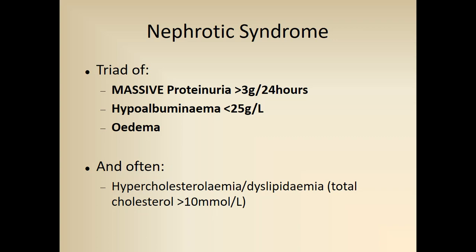So proteinuria more than 3 gram in 24 hours, hypoalbuminemia and edema, and often hypercholesterolemia and dyslipidemia, total cholesterol more than 10 millimole per liter. Why does this occur? Because of increased hepatic synthesis of LDL, VLDL and lipoprotein, and defective peripheral lipoprotein lipase activity, resulting in increased VLDL, and urinary loss of HDL. Lipiduria is indicated in the urine by oval fat bodies or fatty casts.